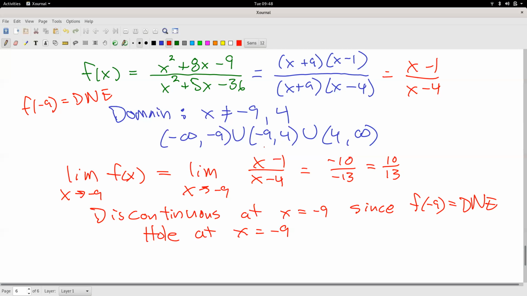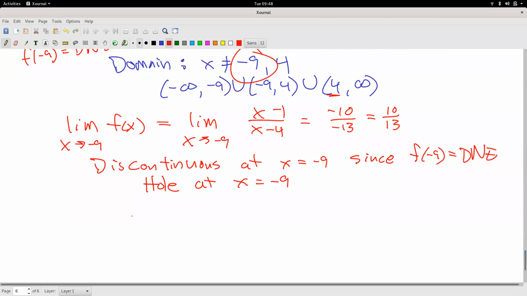Now, the other problem here, so we've addressed negative 9. The other problem is 4. What's going on when x equals 4? So let's play with that. What's the limit as x approaches 4? And the only new thing here from college algebra is this limit notation. Otherwise, you all were looking at the graphs of these things to try and figure it out.